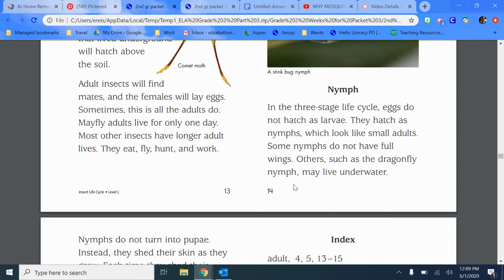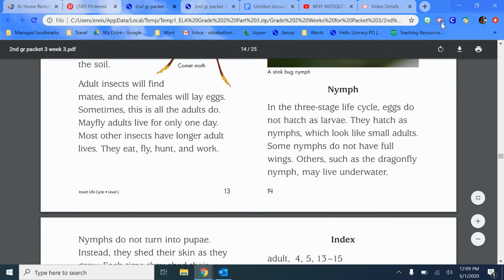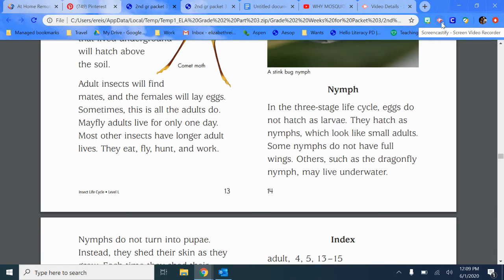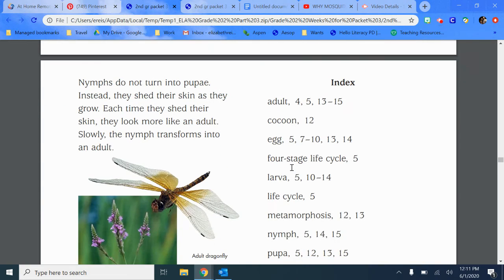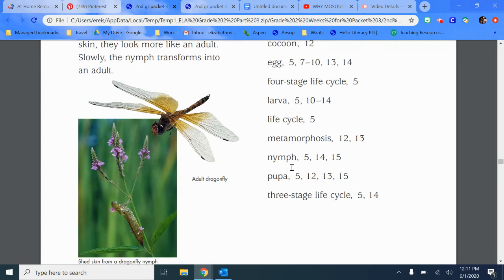In the 3-stage life cycle, eggs do not hatch as larvae. They hatch as nymphs, which look like small adults. Some nymphs do not have full wings. Others, such as the dragonfly nymph, may live underwater. Nymphs do not turn into pupae. Instead, they shed their skin as they grow. Each time they shed their skin, they look more like an adult. Slowly, the nymph transforms into an adult.